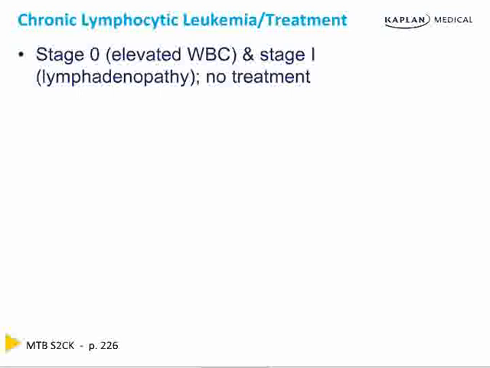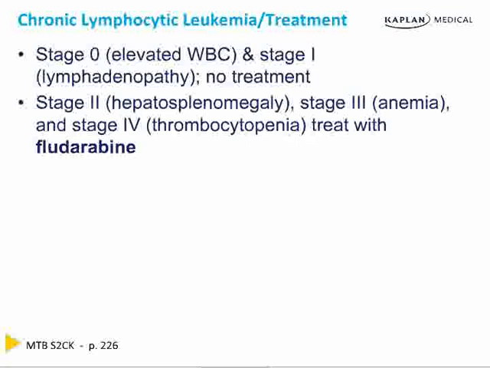If you have early stage disease, stage 0, just a high white count, or stage 1, big lymph nodes, no treatment is needed, because these patients have a survival between 10 and 12 years. However, if you have advanced stage disease, these patients have to be treated. They get fludarabine and rituximab, in much the same way as, think of it like, non-Hodgkin's lymphoma.